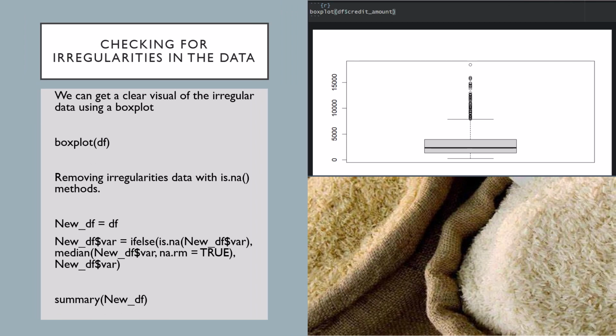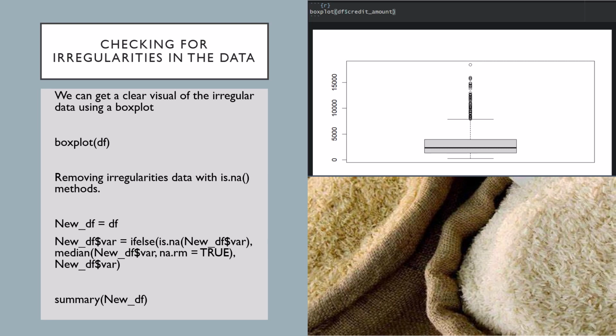You can also check for irregularities in the data in the process of data cleaning. We can get a clear visual of irregular data using a box plot. In most cases, a box plot checks for outliers. So in case you want to check for an outlier, you just say boxplot df and then specify the variable name. As you can see in the picture above, on the right hand side, I was checking for outliers in credit amount.